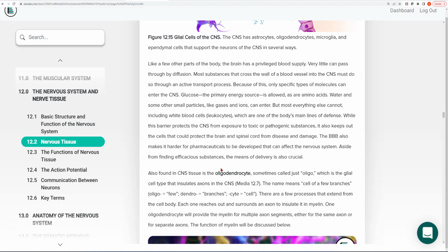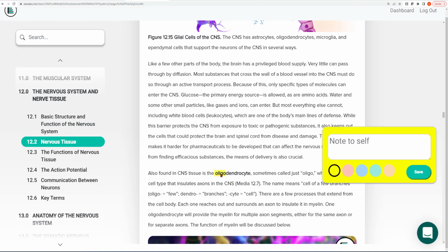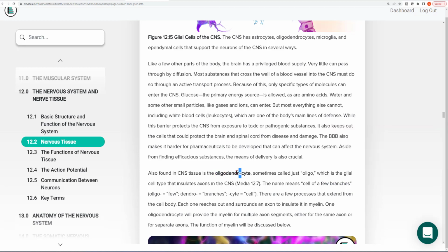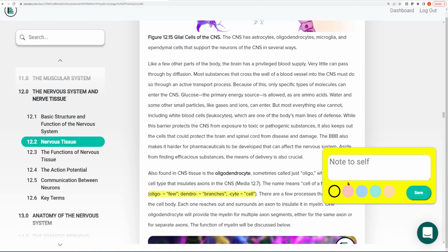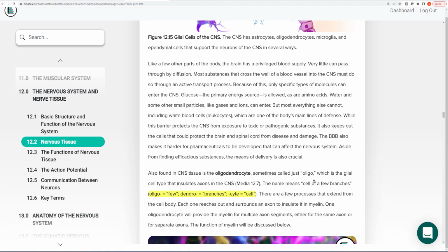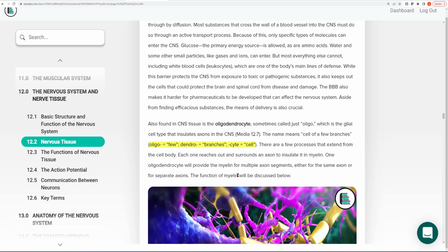Secondly, there are oligodendrocytes. Oligo means a few. Dendro, you know, means tree or branches. And cyte means cell. So oligodendrocyte, a cell with a few branches. And these are the cells that make myelin in the CNS. Let me circle it here. These are the cells that insulate axons in the CNS by making myelin.